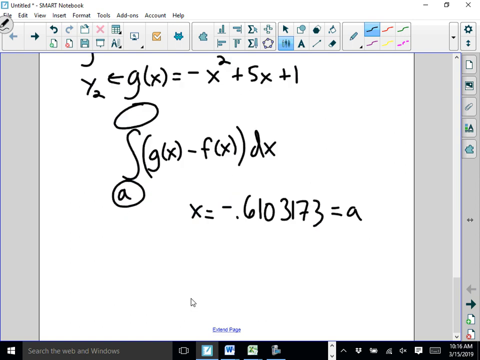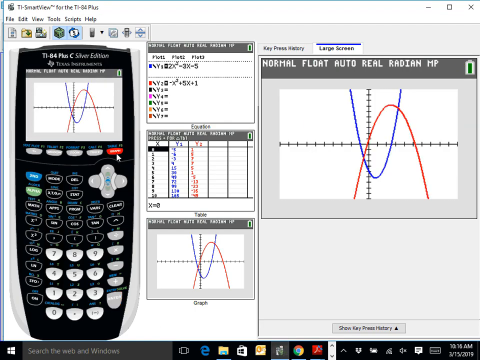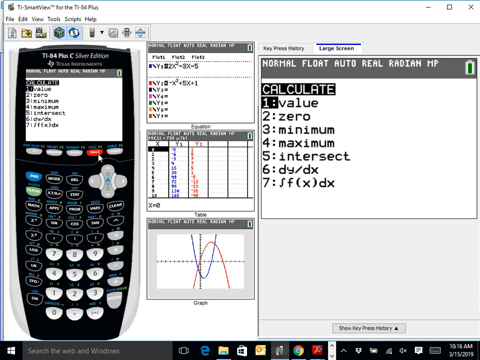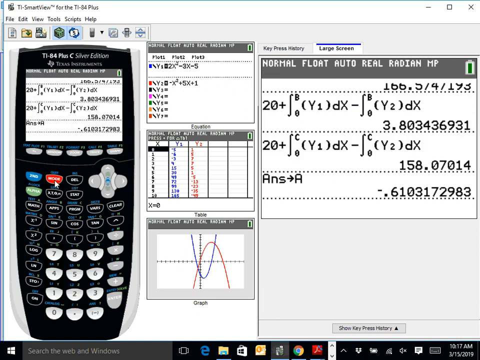So I'll go back to my graph and find what I'm going to call B. I'll do second calc intersect. I just need to arrow closer over to that other intersection. Hopefully you guys are getting really comfortable doing this kind of stuff on your calculators. The more you practice, the easier it gets. So my other intersection is at x equals 3.276984. Once again, I'm going to quit, and I'm going to store that as letter B in my calculator.